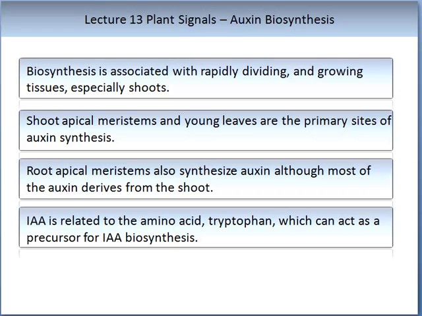The biosynthesis of auxin is often associated with rapidly dividing and growing tissues, especially in shoots. The shoot apical meristem, or SAM, and young leaves are the primary sites of auxin synthesis. Root apical meristem, or RAM, also synthesizes auxin, although most of the auxin derives from the shoot. IAA is related to the amino acid tryptophan, which can act as a precursor for IAA biosynthesis.